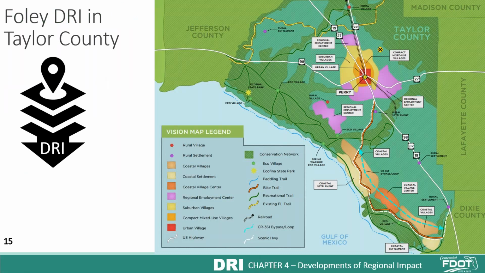Now on the slide before you, you're going to see an example of a DRI. This is the Foley DRI that is located in Taylor County.